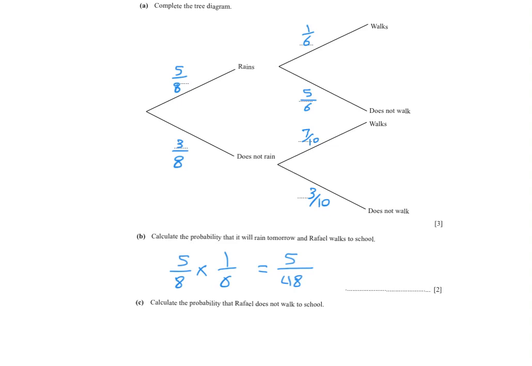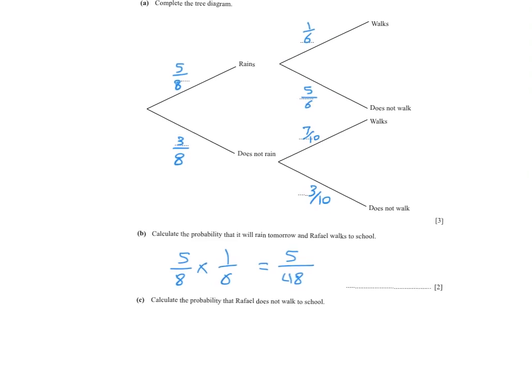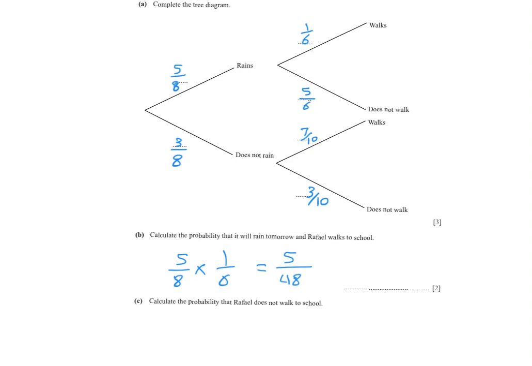Calculate the probability that Raphael doesn't walk to school. Doesn't walk means rains and doesn't walk, or doesn't rain and doesn't walk. So take these two branches. The first one, rains and doesn't walk. Doesn't rain and doesn't walk. This branch and that one.